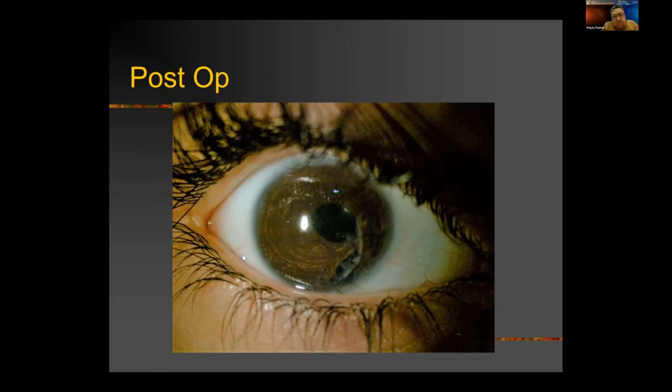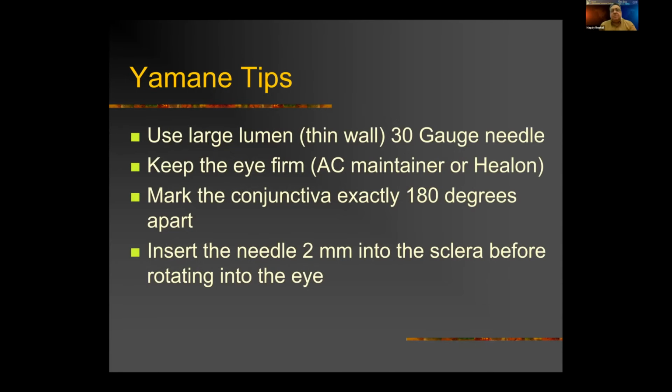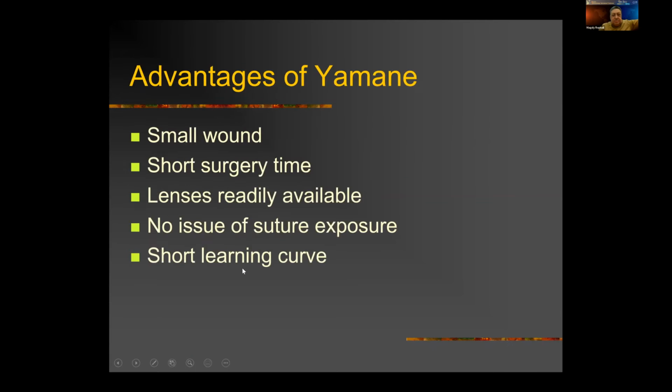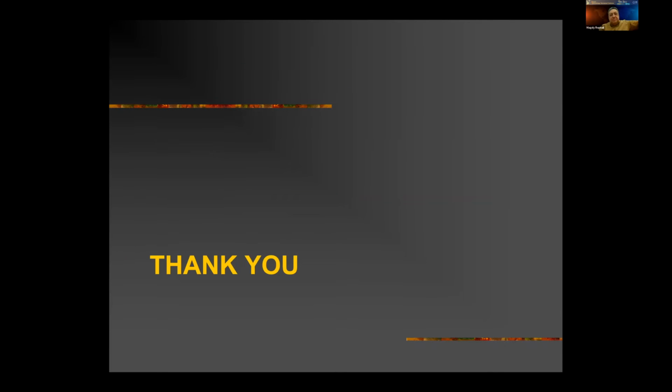see in the photo at the edge the tip of the haptic. Just quick tips: use large lumen 30 gauge needle, keep the eye firm using AC maintainer or Healon. Make sure that the entry points are 180 degrees apart. You can use any type of lens, 3-piece foldable lens, the thickness of the Alcon lenses. And thank you very much.